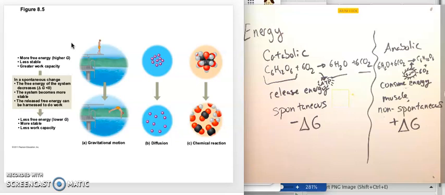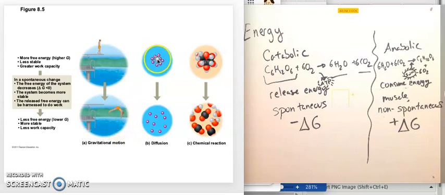So we can think of a couple of examples that go along with this. So here we have a guy at the top of a diving board. He's the same as a ball at the top of the hill. He has high potential energy, but he's unstable. And if he jumps off, he converts that potential energy to kinetic energy. And at the bottom, he has low free energy.